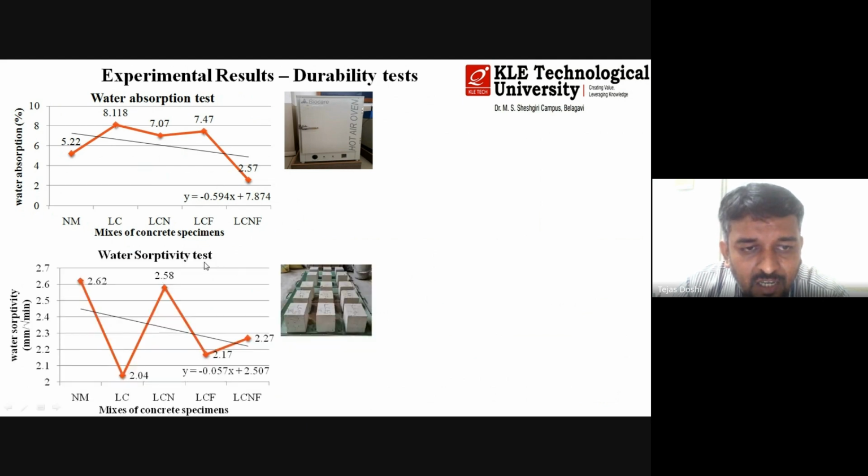Coming to the sorptivity test, the level of water on the surface. Again, here we can compare the nominal mix as well as the LCNF mix.